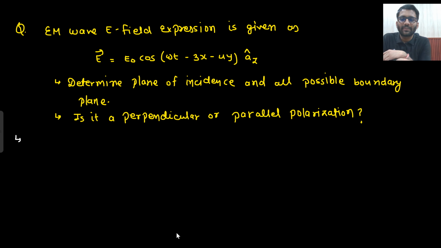So an EM wave E field expression is given as this: determine the plane of incidence and all possible boundary planes. Is it a perpendicular polarization or parallel polarization? These kinds of questions will not come in your examination. This is just to build your concept, okay? Just to build your concept, these problems I am framing. They will not come into the examination, and they are not taken from any textbook. This is not from Sadiq or anywhere. You will never find it in a textbook. I framed these questions just for building up your concept.